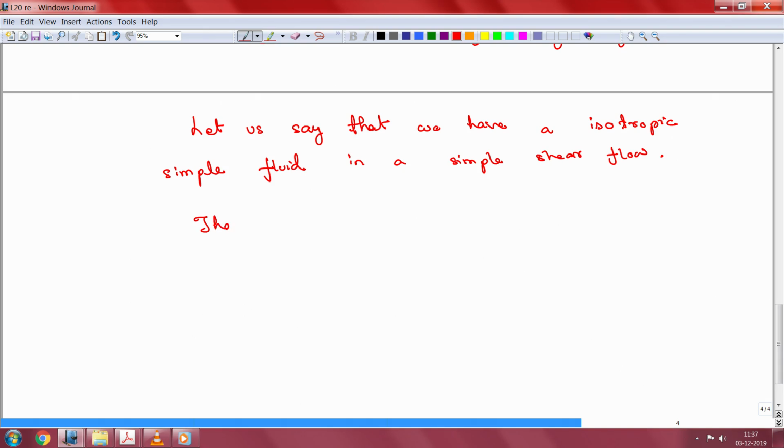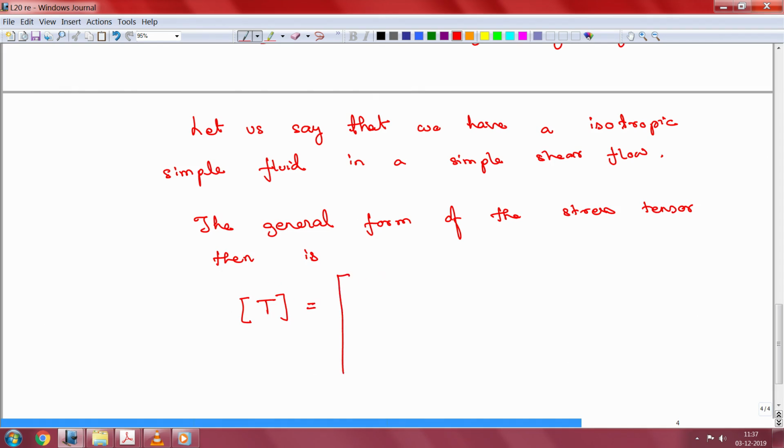So we want to now understand how the stresses in the fluid are going to develop. Now the general form of the stress tensor then is, so let us say we have a stress tensor. I am just going to write it in matrix form. So just put this bracket, which means that I am going to write it in matrix form.